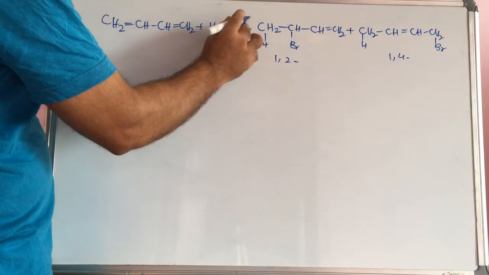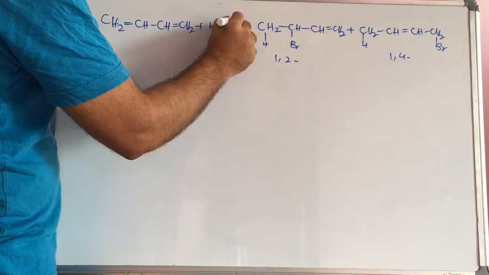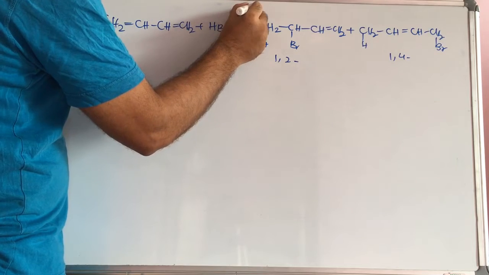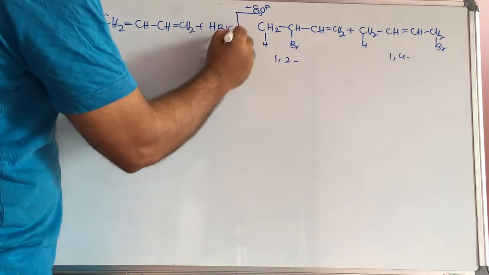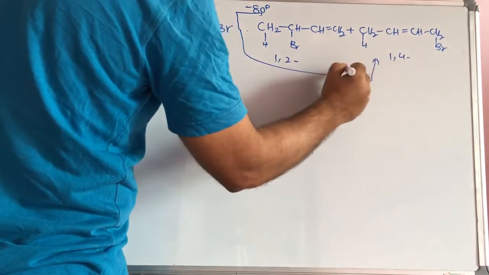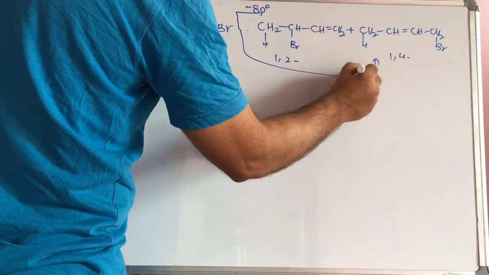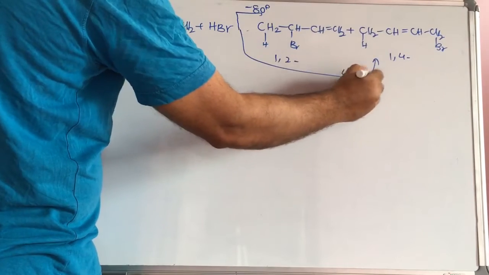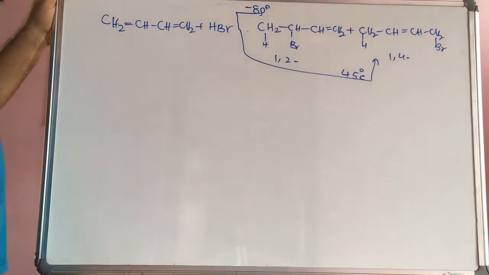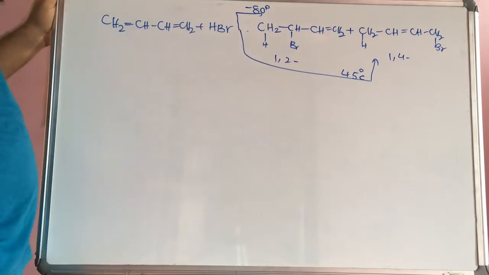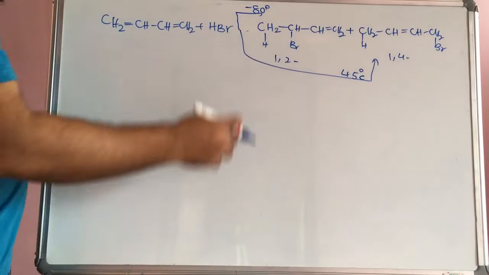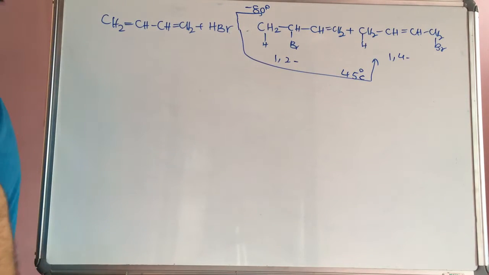Actually, in these two, one is at low temperature, that is minus 80 degrees Celsius, and this will be at 45 degrees Celsius. This 1,4 product at 45 degrees Celsius, 1,2 product at minus 80 degrees Celsius. So at higher temperature generally 1,4 product, and at lower temperature generally 1,2 product.